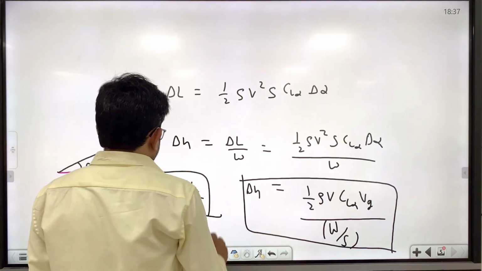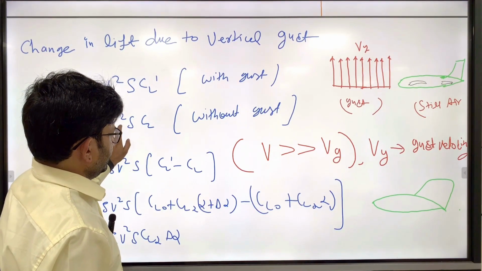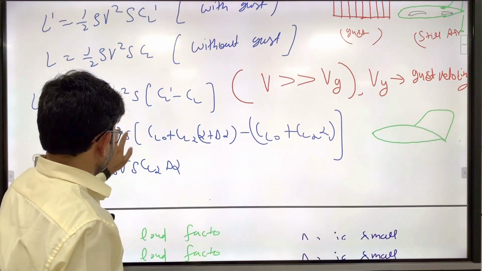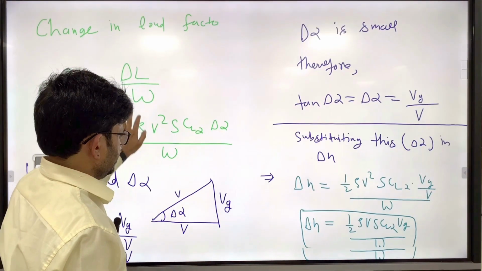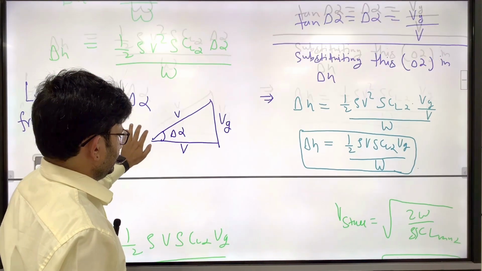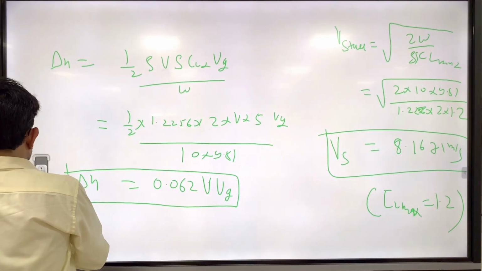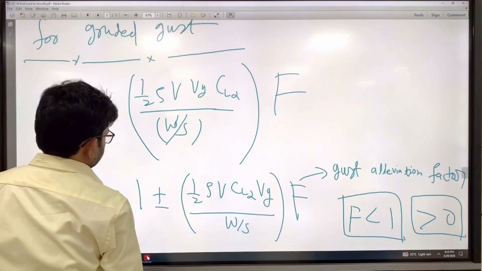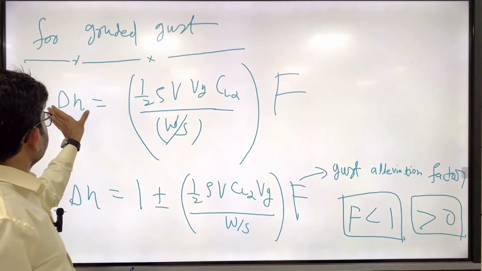Okay, that is how we derive delta N. And here V is much greater than Vg. So that exactly we have derived. Finally, we'll take the numerical example, but if you want to consider this one, now it is clear, right, how delta N is derived.